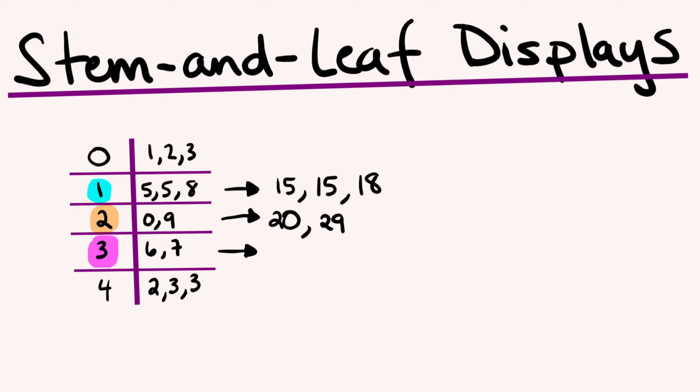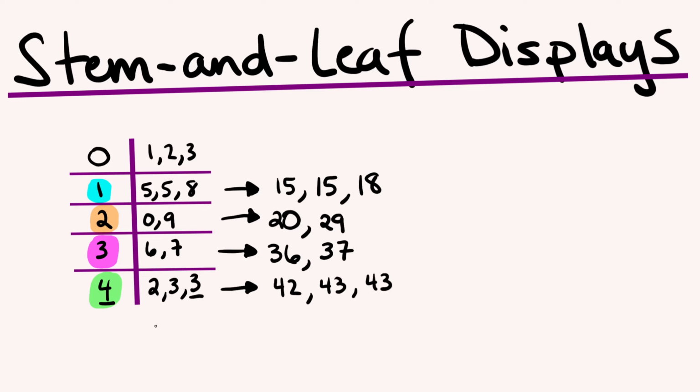Now that we've seen these first two examples, can you translate what the fourth row, the one starting with the 3, represents? That would be 36 followed by 37. Next, we have the row starting with a 4. It's telling us that we have the data points 42, 43, and 43 again. Now, you might be wondering, what about the top row?